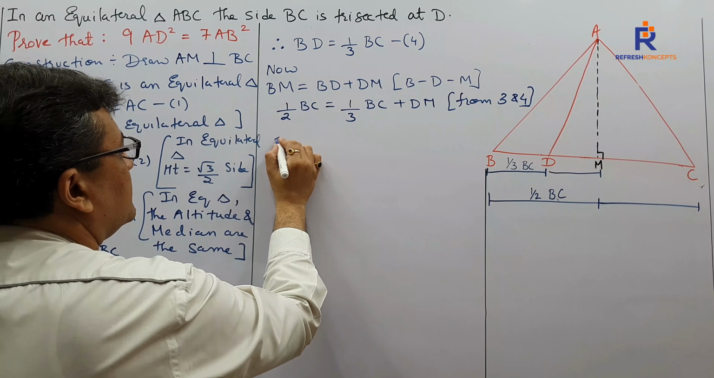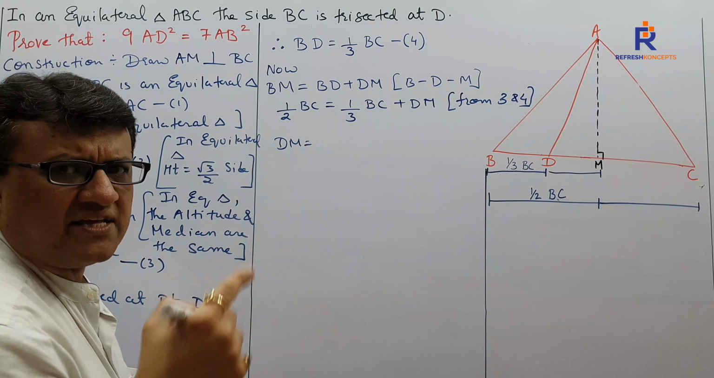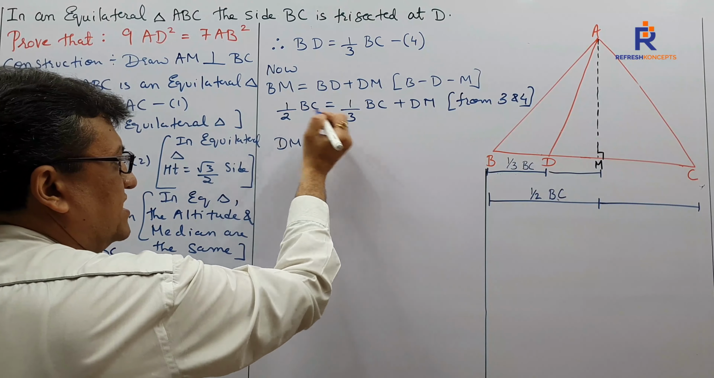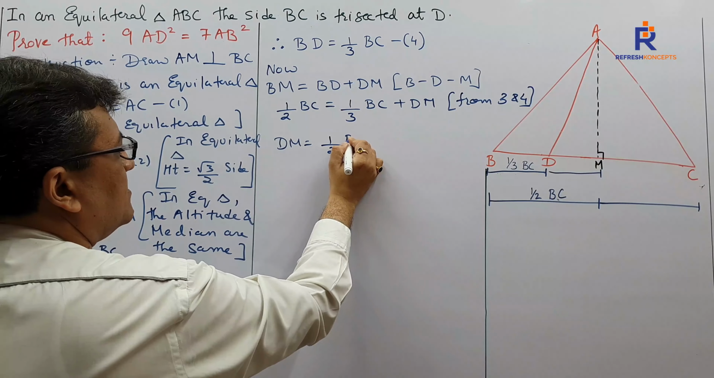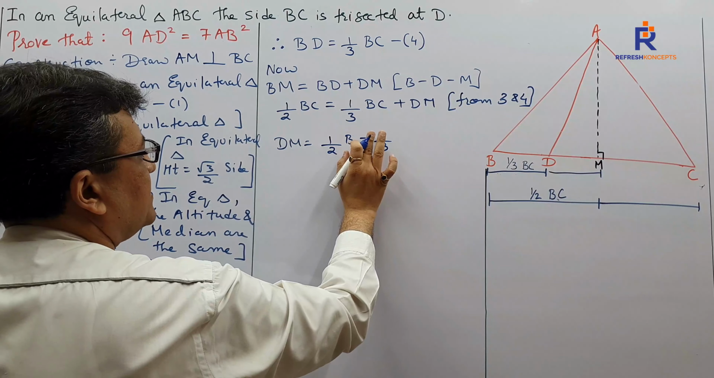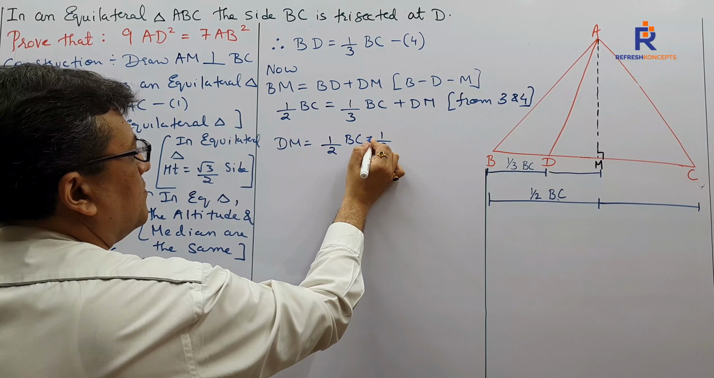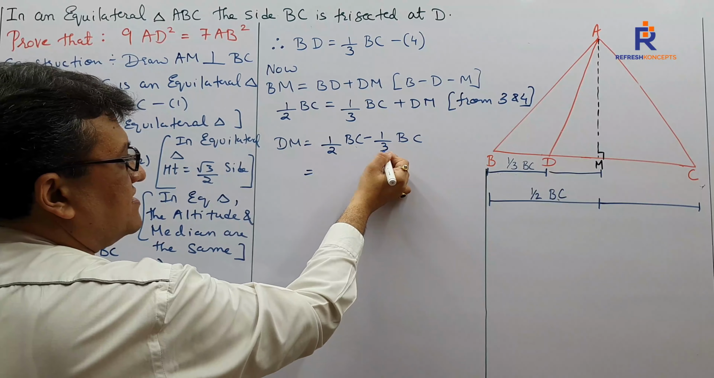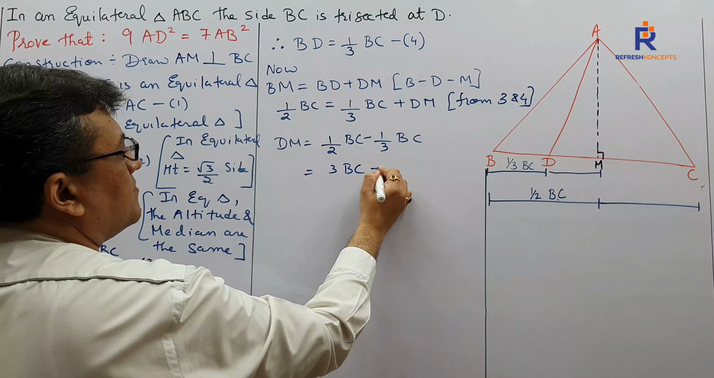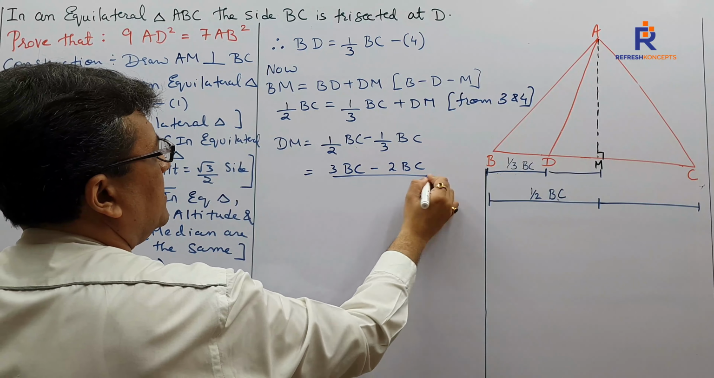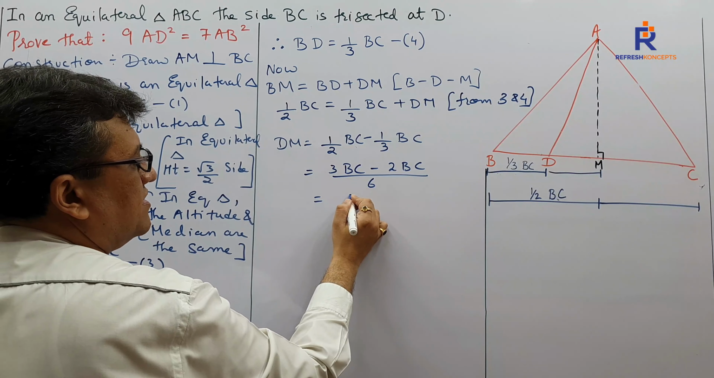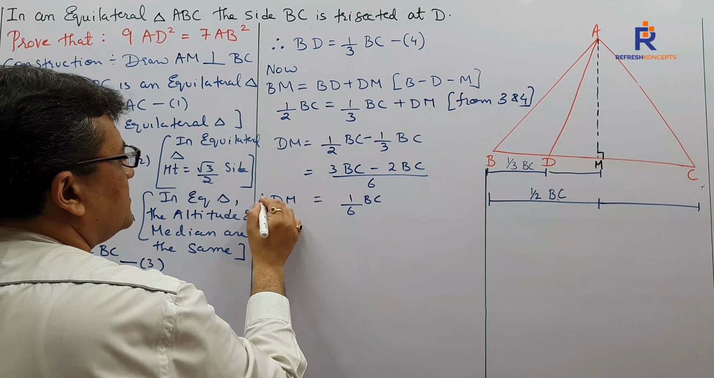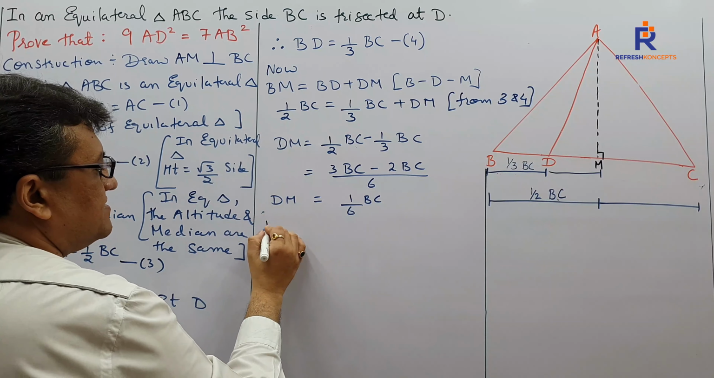What will I get? DM is equal to, I have said it orally, 1/6 BC. Let's prove it. DM is equal to half BC minus 1/3 BC. On taking LCM, 3 BC minus 2 BC by 6, which is 1 BC by 6, or simply 1/6 BC. DM is 1/6 BC.